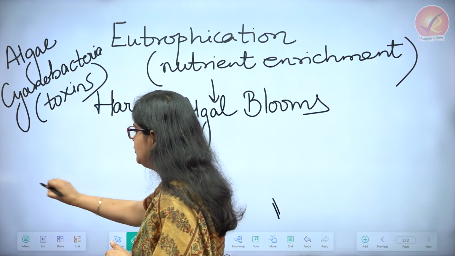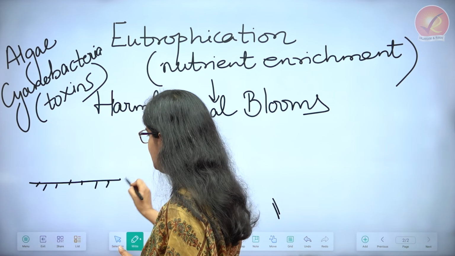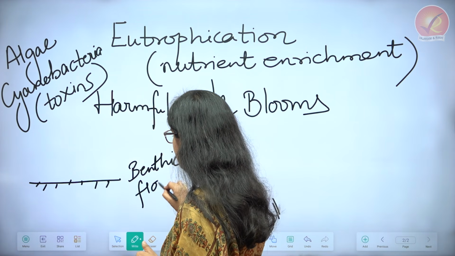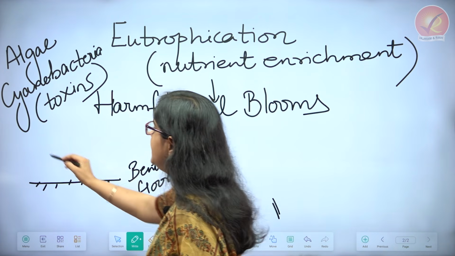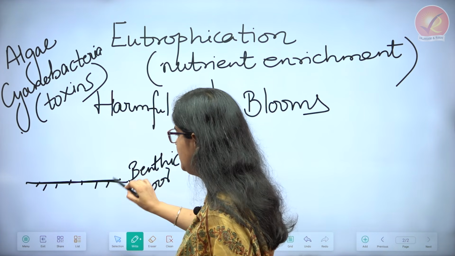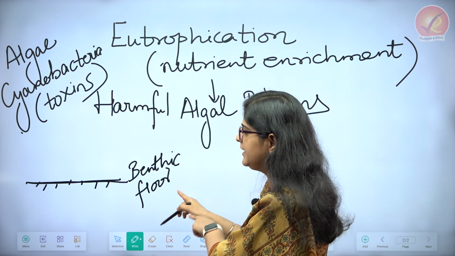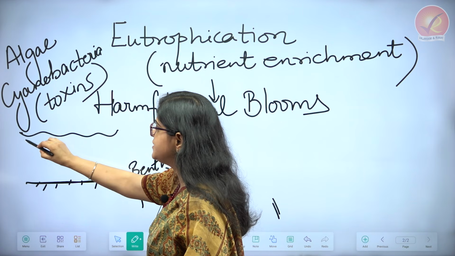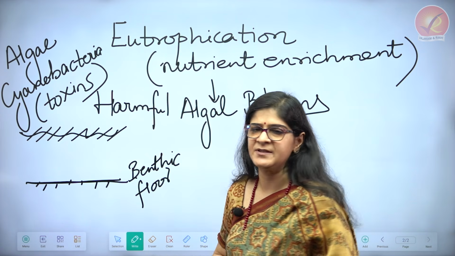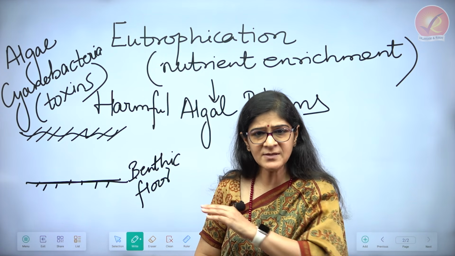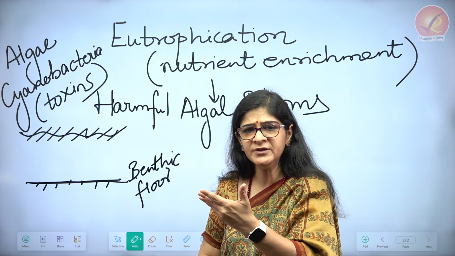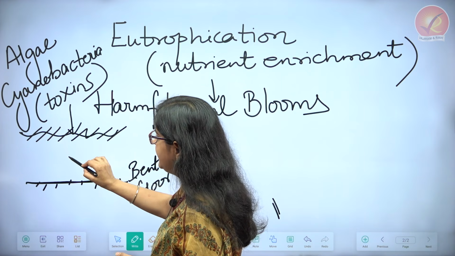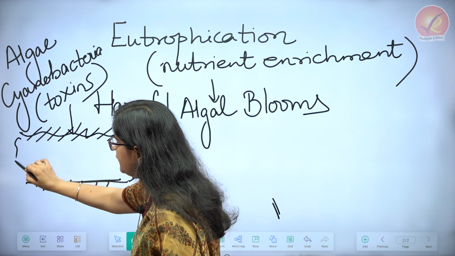Now this harmful algal bloom, so if this is the surface of the water body, the floor is what we call the benthic floor. The floor is what we call benthic over here, and this is the bottom of the water body. So the bottom is what we call the benthic floor, and we have the surface over here. So we have the harmful algal bloom which is going to float over the water surface. And since this algal bloom is going to float over the water surface, there is going to be obstruction of the sunlight into the lower layers of this water body.